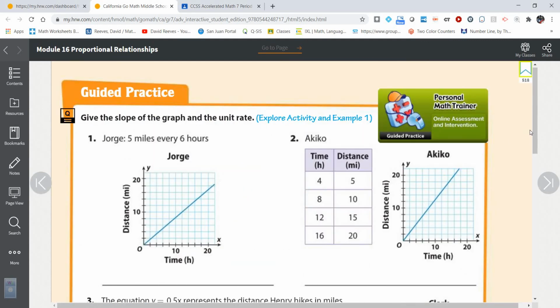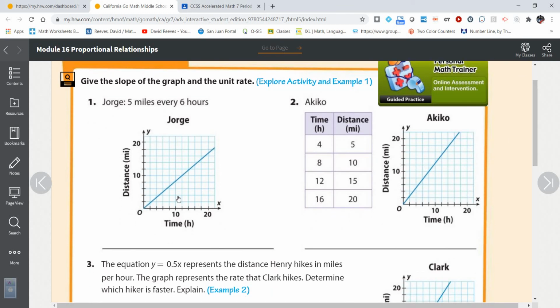But again, if you're asked to compare them, what you want to do is find those unit rates, and you can find that by finding the slope, the change in y over the change in x, the constant of proportionality. And now you should know how to get that constant of proportionality, whether you're looking at the table, the graph, the words, or the equation.